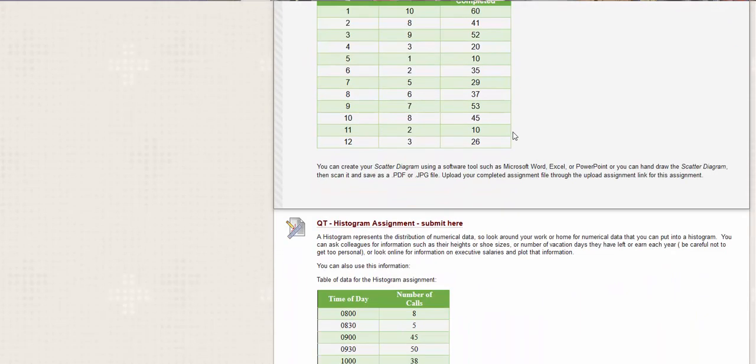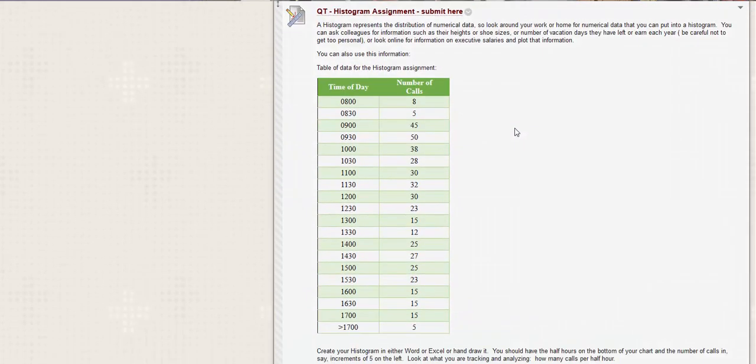Okay? All right, histogram. So in this one, this is a distribution of numerical data. And so you can use information around your house. You can ask colleagues for information such as their heights or shoe sizes, number of vacation days they have left or earn each year. Be careful not to get too personal. Look online for information on executive salaries. You can get any information you want to gather.